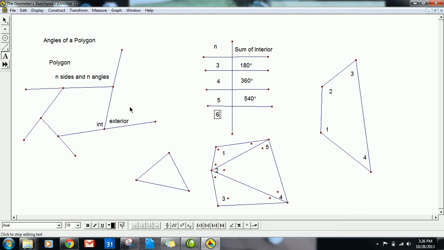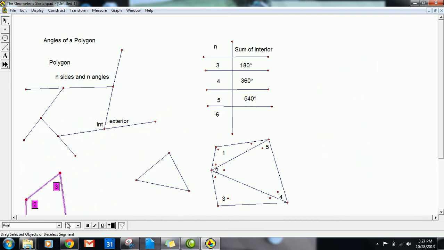So if I have 6 sides, what would you say the sum of the interior angles would be? Okay, that's a good idea. Let's draw one. Right, so let's move this quadrilateral out of the way. Let's create a hexagon that's 6 sides: 1, 2, 3, 4, 5, and 6.